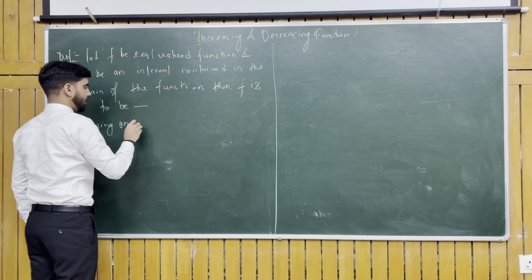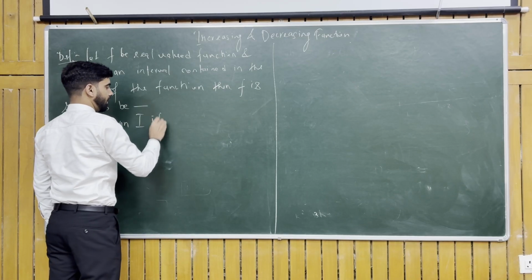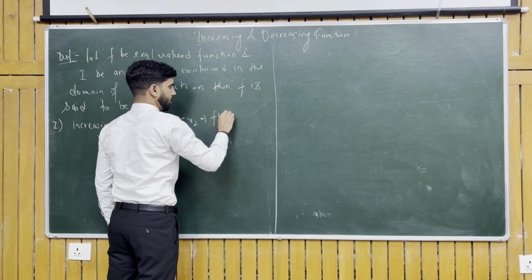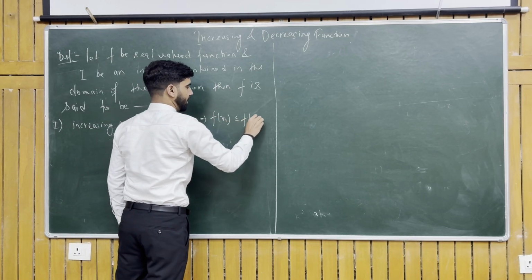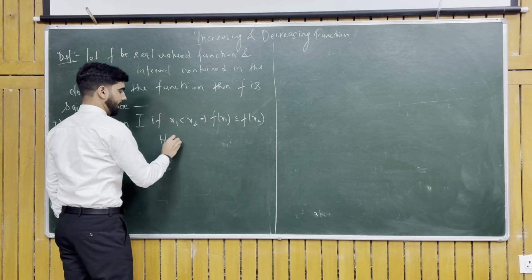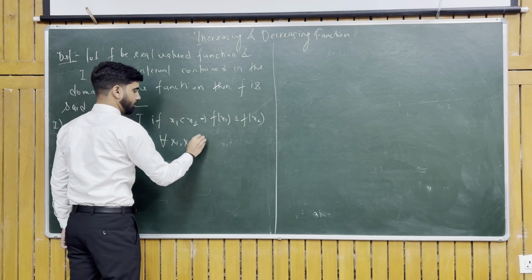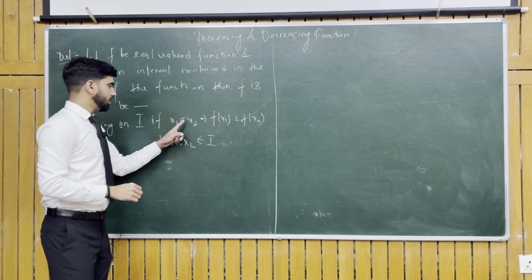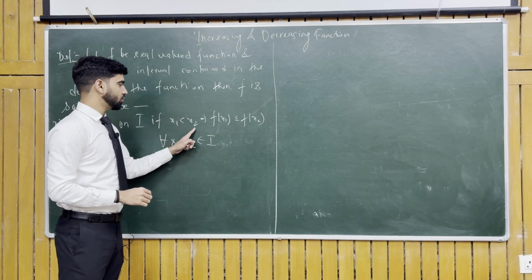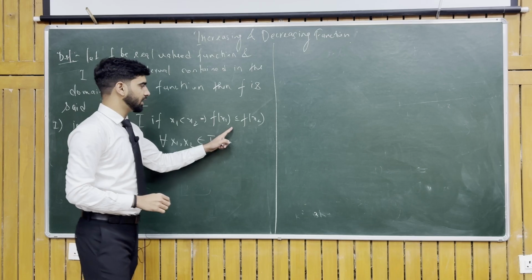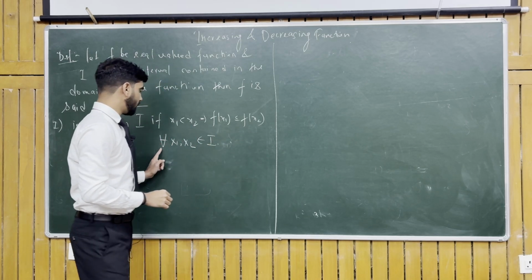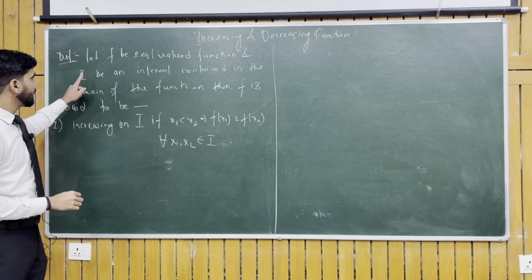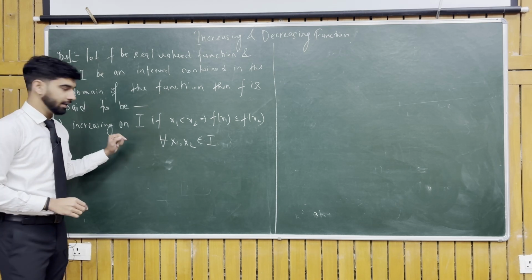on the interval I if x1 less than x2 implies that f at x1 less than or equal to f at x2 for all x1, x2 belongs to the interval I. If we have 2 points x1 and x2 such that x1 less than x2, and that implies f at x1 less than or equal to f at x2 for all x1, x2 belongs to the interval I, then we can say that the function f is increasing on the interval I.